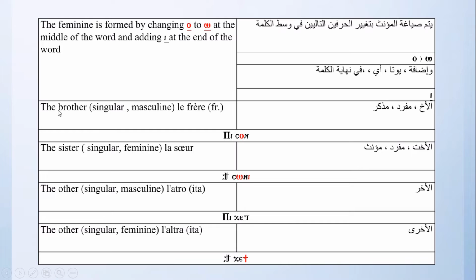For example, the brother, pison. When changing it into feminine, we turn it into tisoni: the O turned into omega, and we added iota at the end of it. Another example is the word pikate, which means the other. Turning it into feminine, tikati, the other for feminine.